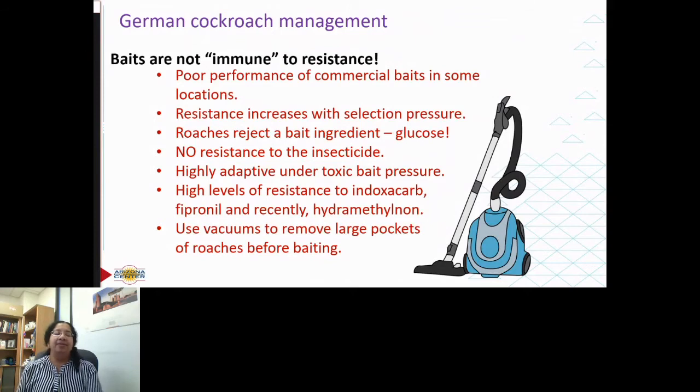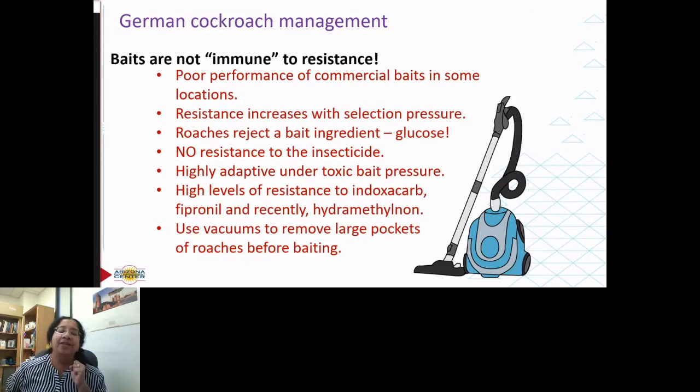And sometimes pests reject certain ingredients in the bait, like glucose, for example. Maybe they get diabetic, I don't know. So they reject glucose in the bait. So then you have to try something else, right? And in that case, there's no resistance to the insecticide, but the pest is not taking the bait because of the other ingredient. However, certain ingredients do. There are reports of high levels of resistance developing to certain active ingredients like indoxacarb, fipronil, and many other of the common active ingredients that are found in baits. Okay.